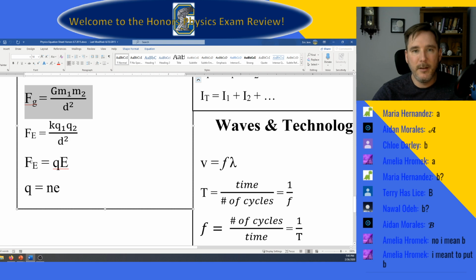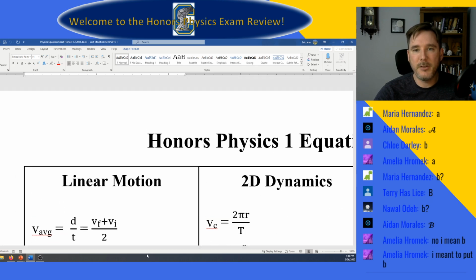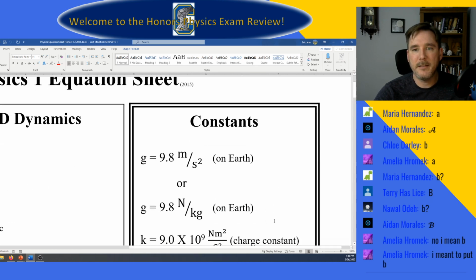Then you've got this one, and now we're talking about the electrical force, and we've got Q1, charges. So if you're talking about charges and forces, you're going to be dealing with this equation. If it's talking about charges, but no force, and the number of electrons, that's what this N is all about. This E, to see that, you have to look on the front page under constants.